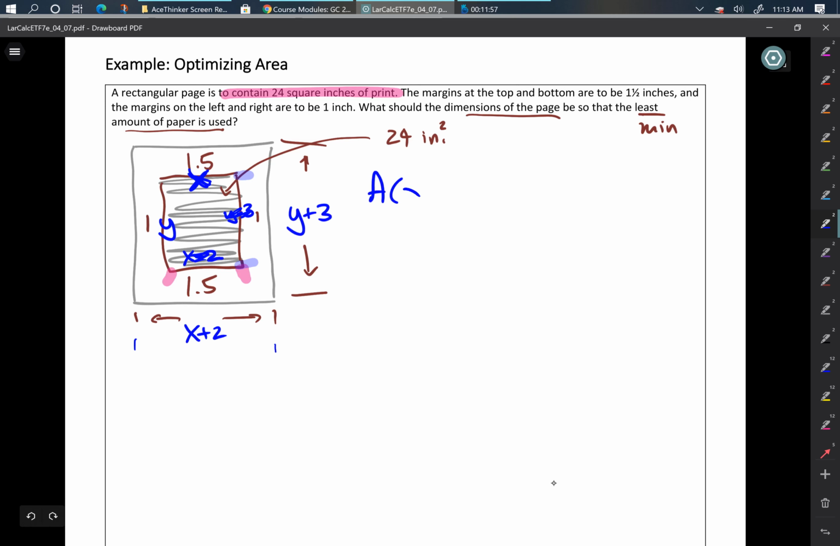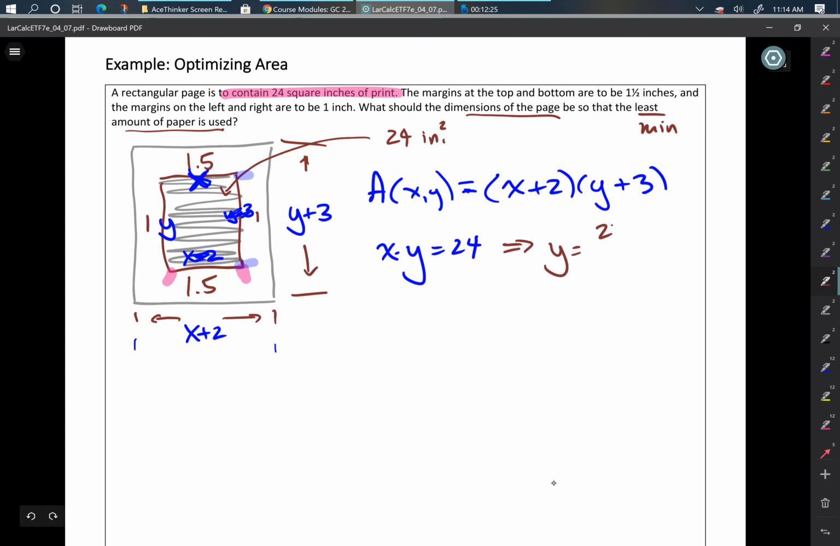So then our area function is going to be x plus 2 times y plus 3. And our secondary equation that we're going to use to do our substitution is just x times y equals 24, which makes it a lot easier to work with. I like this a lot. I'm going to solve this for y. So y is 24 divided by x.